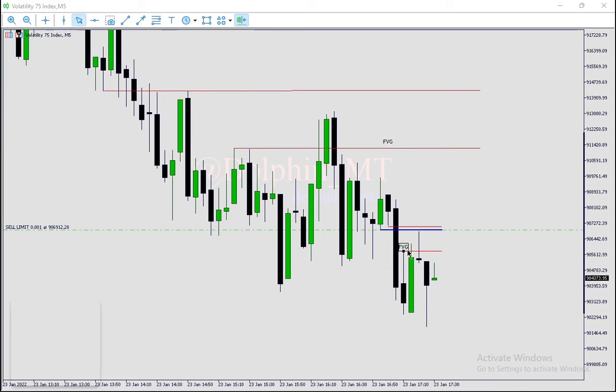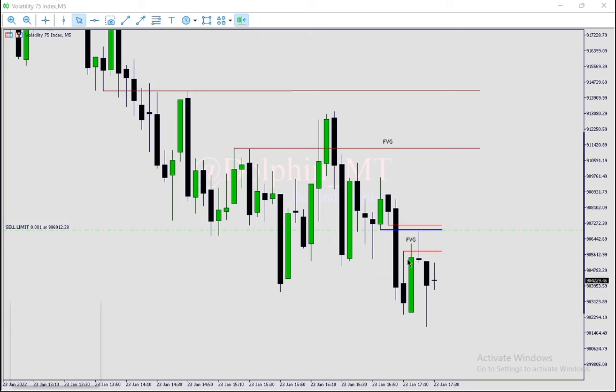This fair value gap that I am marking, maybe let me mark it like this. This candle's low and this candle's high mark the fair value gap. You know what a fair value gap is? It's a price imbalance. This single down close candle that was here was not traded back.